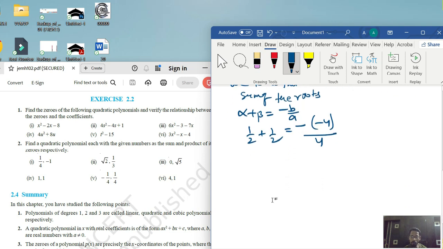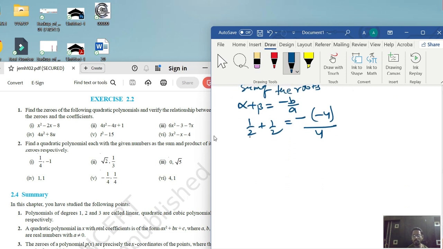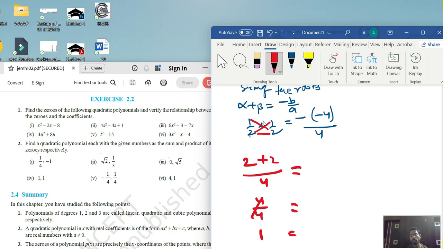Okay, so we'll finish it first. What will be the LCM? Otherwise you can do like this also, cross multiply here, 1 twos are 2, cross multiply here, 1 twos are 2, and then multiply these two, 2 twos are 4. So you can say 2 plus 2, 4 by 4, you can cancel it, you will get 1. Okay, in the right side minus and minus is plus, that is plus 4 by 4, if you cancel you will get 1. So we can say here LHS is equal to RHS. Now we'll do the same thing for product of the roots.